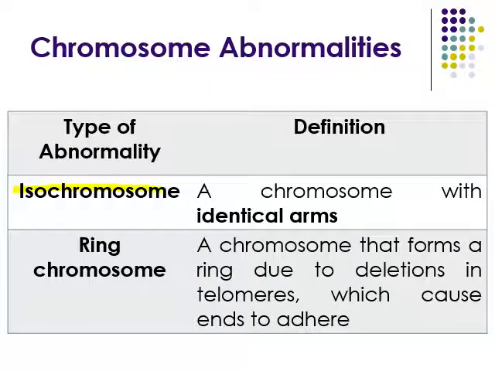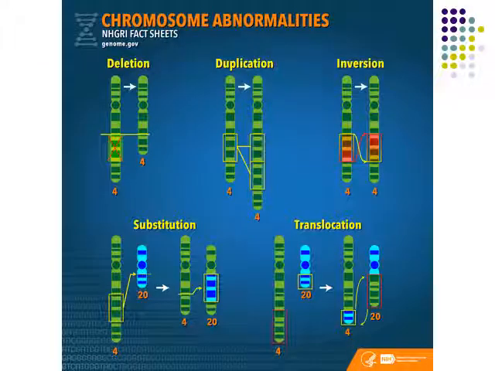We also have isochromosome, a chromosome with identical arms. Ring chromosome, a chromosome that forms a ring due to deletions in telomeres. So chromosome abnormalities, we have deletion, naalis yung isang part. Duplication, nagdodoble. Inversions, nagbabaliktad. Substitution, and then translocation.